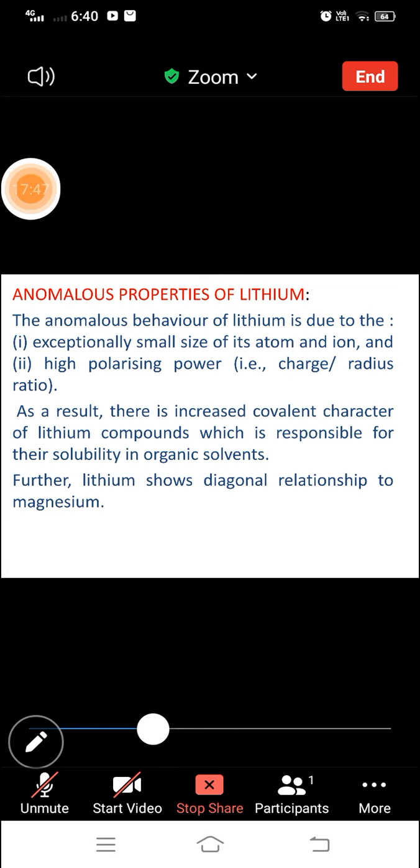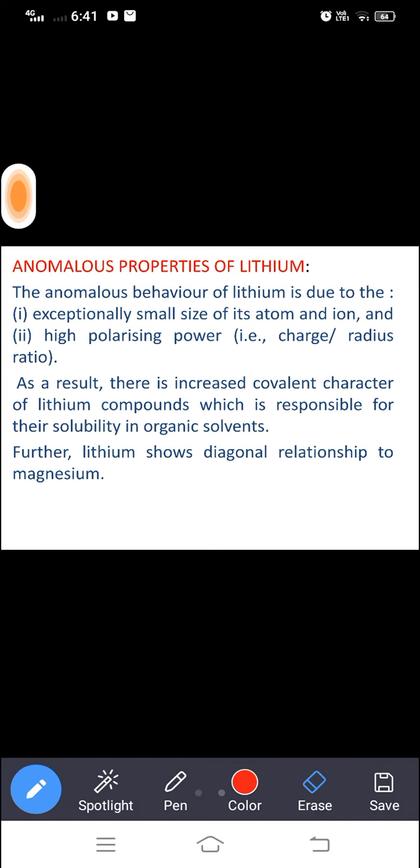So now, the anomalous property of lithium. As we already discussed, lithium has a small size of its atom and ion compared to the other elements in that group, like sodium, rubidium, cesium. When you compare it to other elements, it is small in size and has a high polarizing power.